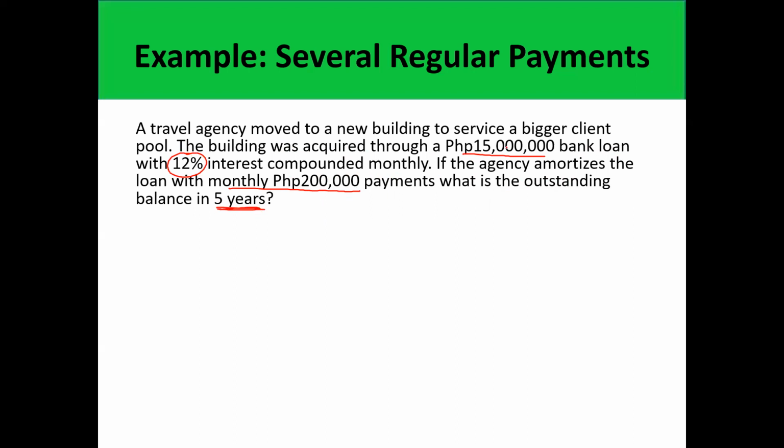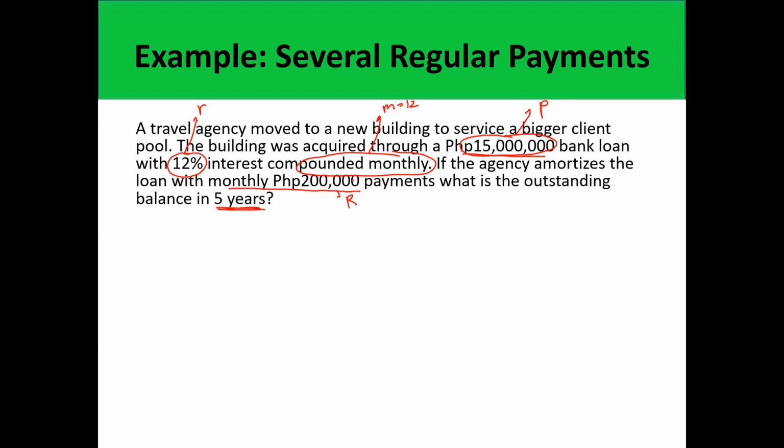Okay, so here, the bank loan, 15 million, is the present value of the annuity, which is P. The 12% here is R. And since it's compounded monthly, that's going to mean that N is equal to 12. And then the monthly 200,000 peso payments is our capital R.